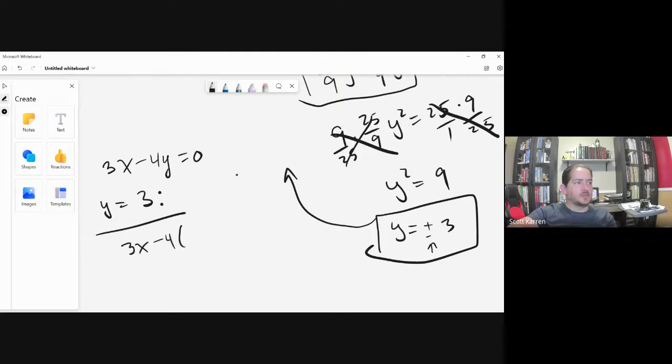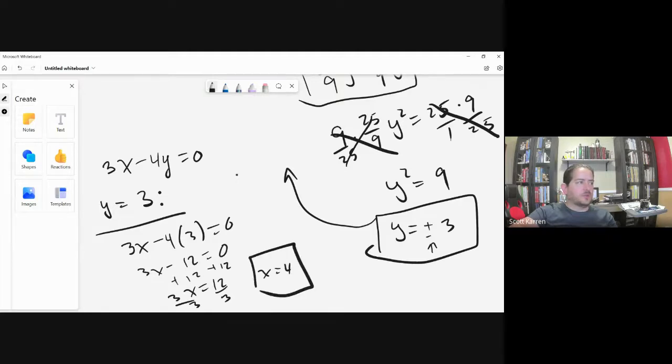minus 4 times 3 is equal to 0, or 3x minus 12 is equal to 0. And if I add 12 to both sides, that gives me 3x equals 12. And if I divide each side by 3, we can see that that gives me x equals 4. So that was x equals 4 when y equals 3. That gives me the point (4, 3) as one of my solutions.